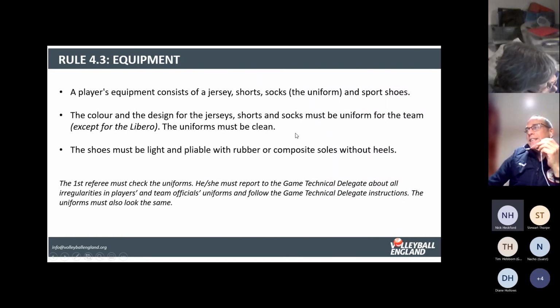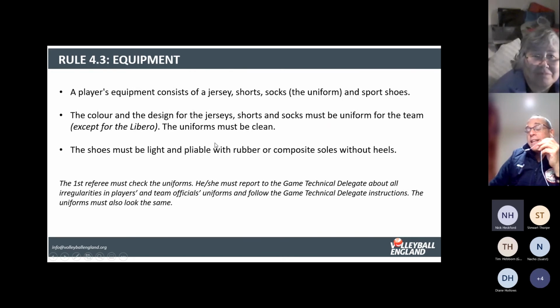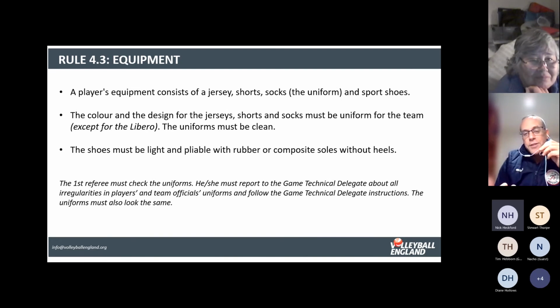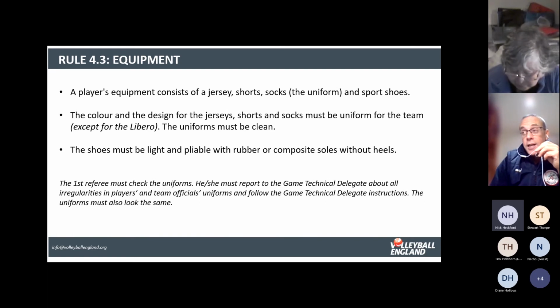Well done. So the colour and design of jerseys, shorts, and socks must be uniform for the team, except the Libero, and the uniforms should be clean. And this is just about the image of the teams, so they're all consistent. Also, the shoes used to say that black shoes were not allowed, but with the way sports shoes have gone, it's pretty difficult now to not have black shoes. When I started my international career at CEV, you had to check players' shoes, and anybody that had predominantly black shoes, you had to tell them to go and change. Now, with the players' sponsors and shoe sponsors and all of this sort of stuff, pretty much anything goes in terms of shoe colour, as long as they don't present any dangers to everyone.